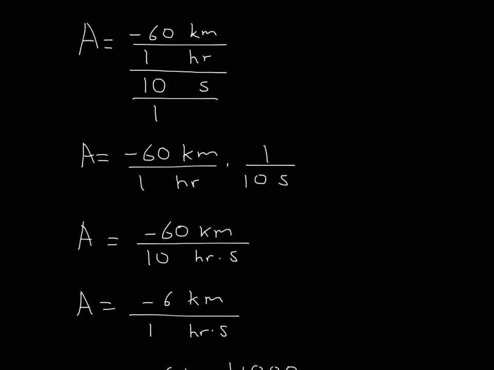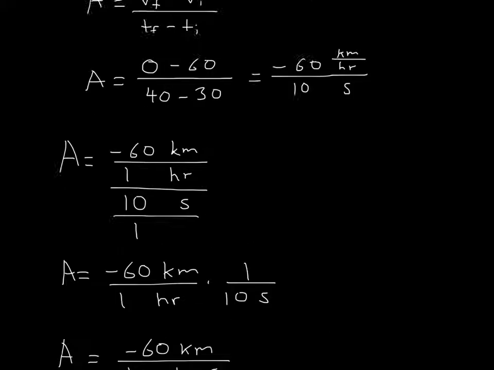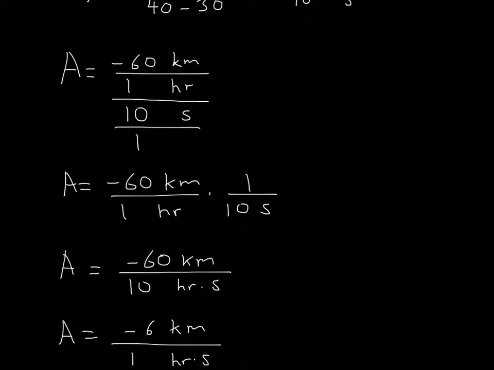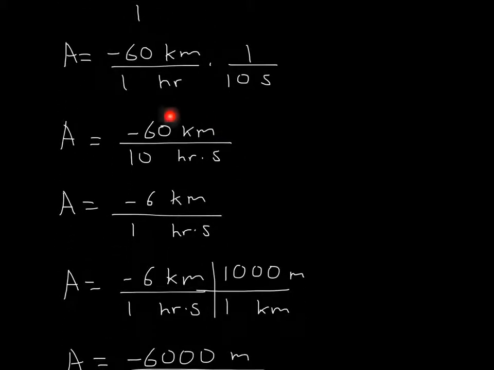You get negative 60 kilometers, just multiply straight across, and you get 10 hours times seconds. But in the actual question, they want meters over s squared, so we have to find a way to make it that. What we have is negative 60 kilometers over 10 times hours times s. The first thing we can try is simplifying this. Negative 60 divided by 10 will just be negative 6. Now since this is simplified, we can try to get rid of the kilometers from the top and make it meters. So we have negative 6 kilometers.